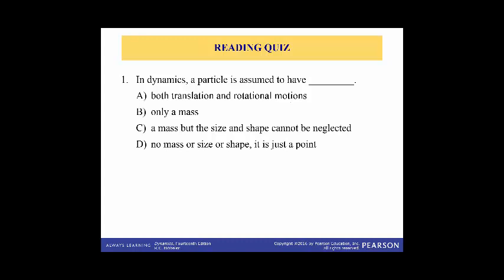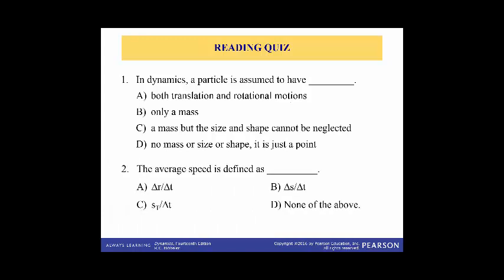So in dynamics, a particle is assumed to have blank: both translation and rotational motions, only mass, or mass but the size and shape cannot be neglected, or no mass, size or shape, it is just a point. And then the other one: the average speed is defined as delta r over delta t, or delta s over delta t. So read those. We will give you the answer in class. So we'll have a reading quiz when we come back, but now you have time to look at it, okay? I have the answers here. So if you got it right, you'll get it right in class as well.